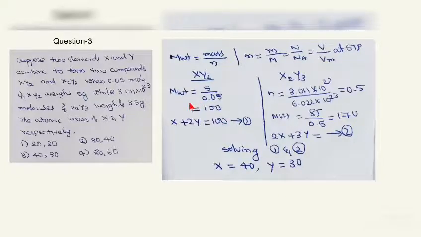And in the second case, 3.011 into 10 power 23 molecules of X2Y3 weighs 85 grams. So first we find the number of moles, that comes to 0.5 mole, and the molecular weight is 85 by 0.5, that is 170. So 2X plus 3Y equals 170. Okay, so we have X plus 2Y equal to 100 and 2X plus 3Y equal to 170. By solving these 1 and 2, we can find the atomic weights of X and Y. It comes to 40 and 30 respectively.